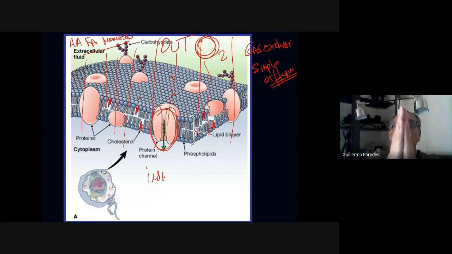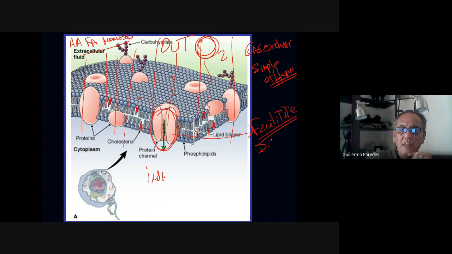Outside the cell, the amino acids are going to use the proteins like channels. They are going to open like this. The nutrient is going to go like this. The two proteins interact, open, close, and allow the nutrient to get into the cell. That transportation is called facilitated diffusion.